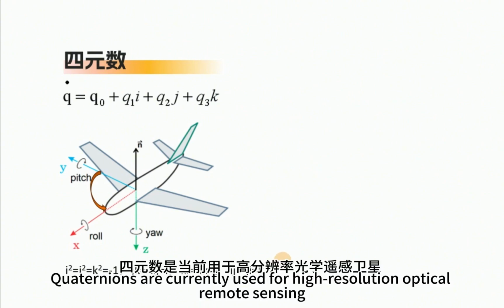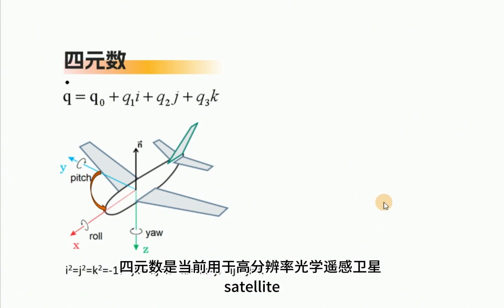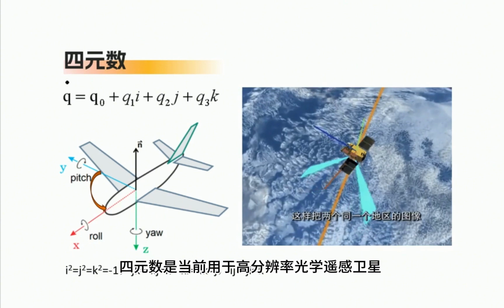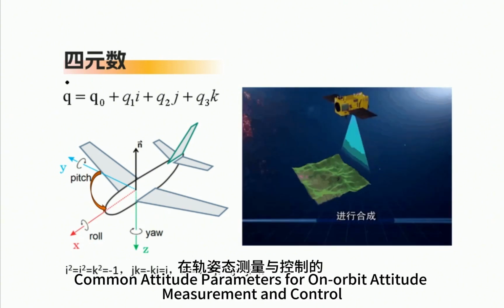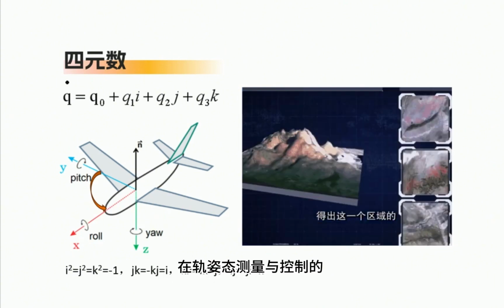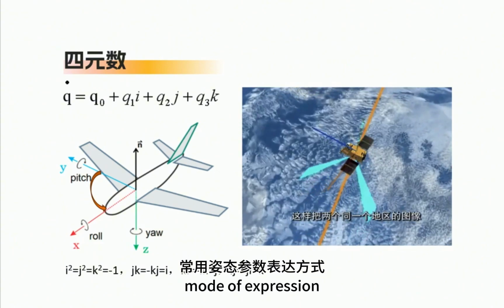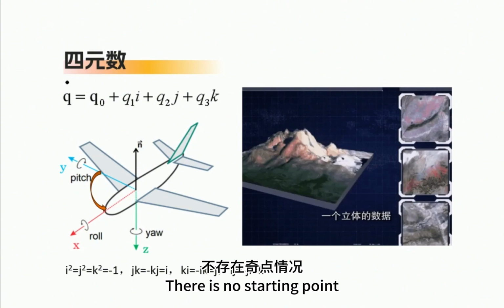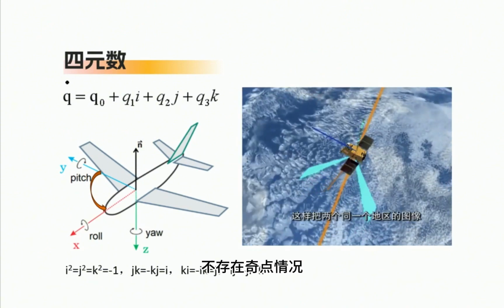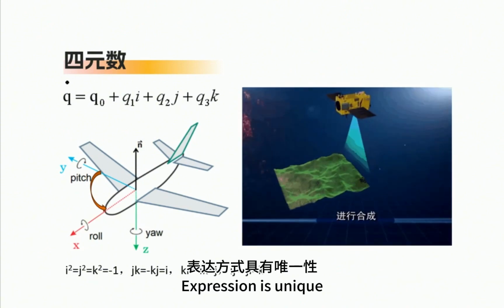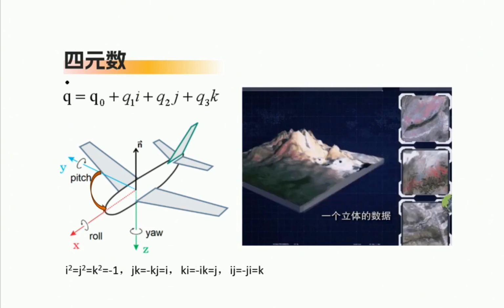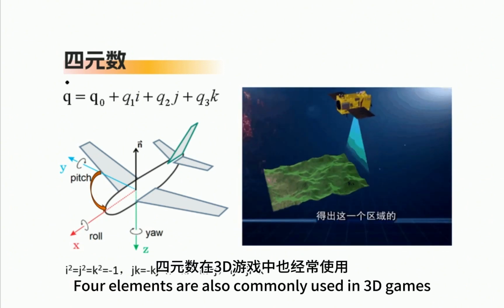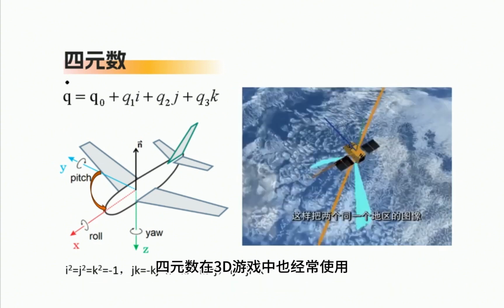Quaternions are currently common attitude parameters used in high-resolution optical remote sensing satellites for on-orbit attitude measurement and control. The mode of expression has no singular point, and the expression is unique. Therefore, quaternions are also commonly used in Sandbox games.